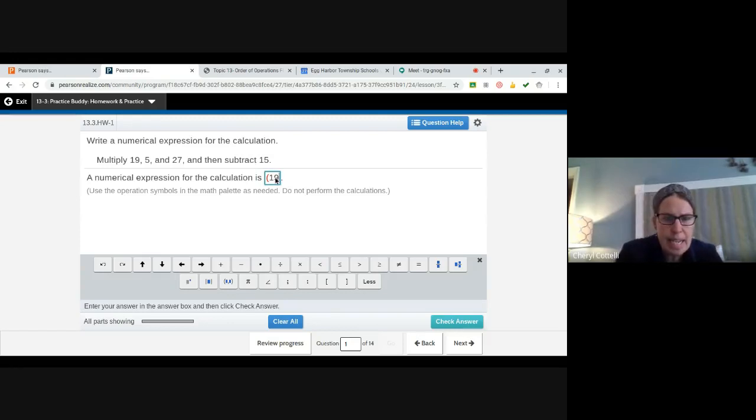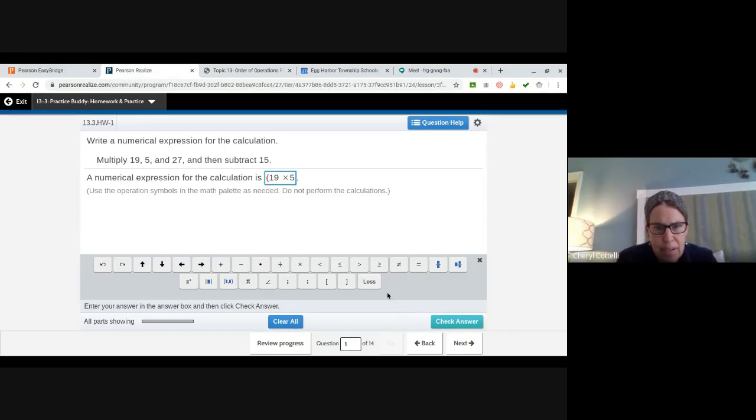So 19, and then times, multiplication, and then 5, and then multiplication again. Sorry, it's running slow because of the Google Meet. And then you would multiply it by 27. So 19 times 5 times, use the multiplication sign down here, which is right here, and then 27. I think I need to get rid of this space here sometimes.